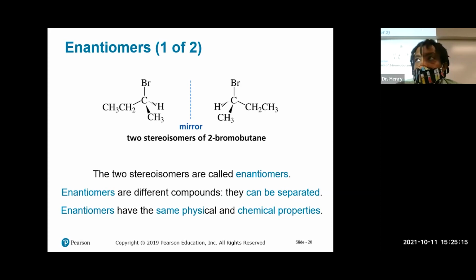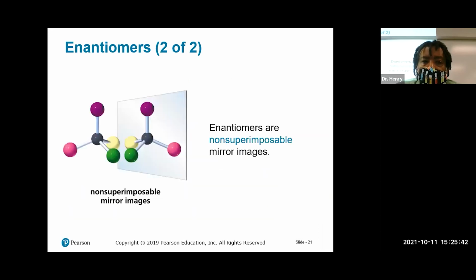Now, enantiomers are going to be different compounds, so they can be separated from each other. They're going to have the same physical and slightly some of the chemical properties. This is just a generic form, showing you what an enantiomer looks like. These are not superimposable on each other, so you can't just put them on top of each other because they're mirror images.